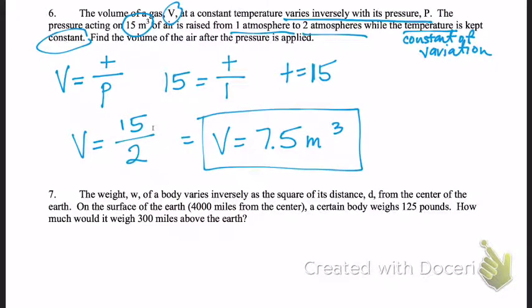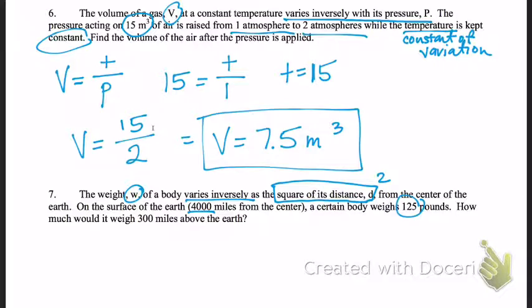For number 7, it says the weight of a body varies inversely as the square of its distance. The square means that it would be squared. So d squared from the center of the earth. On the surface of the earth, 4,000 miles from the center, a certain body weighs 125 pounds. So how much would it weigh 300 miles above the earth?